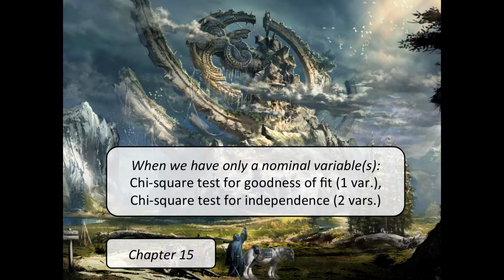Welcome back. So this video is the lecture for Chapter 15. Chapter 15 is about non-parametric tests. I'm going to tell you specifically today about chi-square test for goodness of fit and chi-square test for independence. We'll talk briefly about a couple of other tests that are also labeled as non-parametric and what that means.